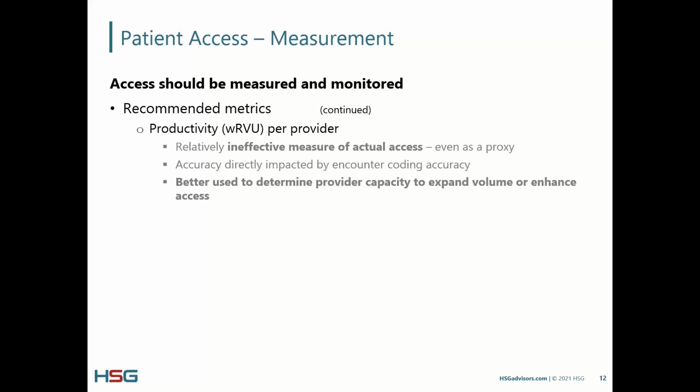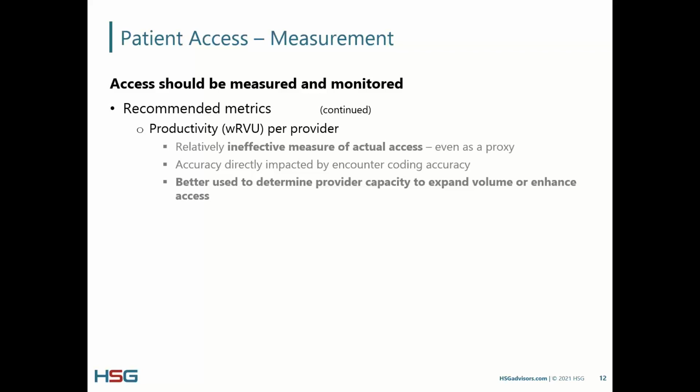Accuracy can be impacted by coding accuracy and other aspects. This would be better used to determine provider capacity to expand volume or enhance access. So, for instance, as we look at some of the factors that we'll talk about here in just a minute, if we're looking at a medical staff development plan and we're looking at the supply of various providers within the market, looking at their productivity and how it benchmarks against others can give an idea if there's capacity to expand volume or enhance access, but it doesn't really measure access.